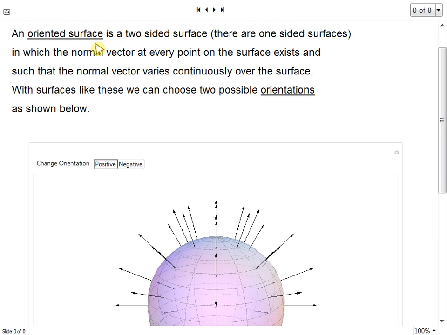You can only talk about oriented surfaces if you have a two-sided surface. The book goes into explaining that it is possible to have one-sided surfaces. Mobius strip, if any of you have ever heard of a Mobius strip. How many of you have not heard of a Mobius strip? Sorry, I'm not going to hold it against you. Mobius strip, Mobius band? Oh, wow, then we have to talk about it.